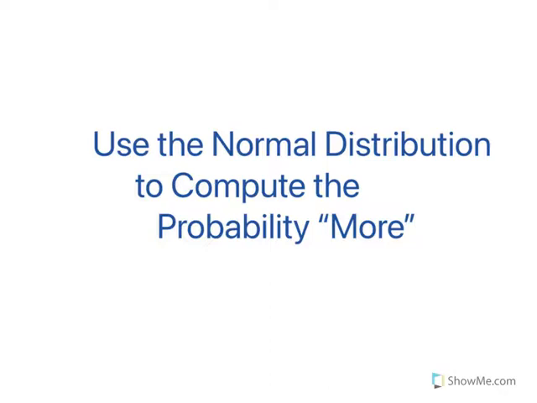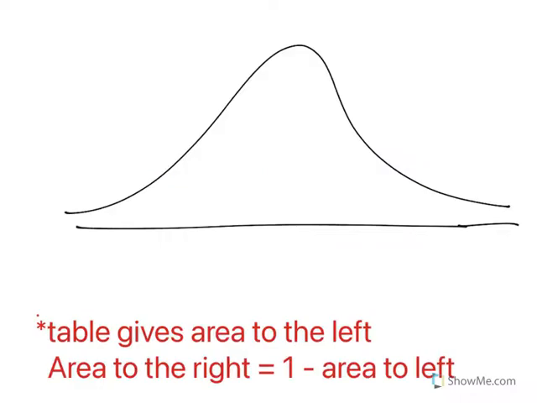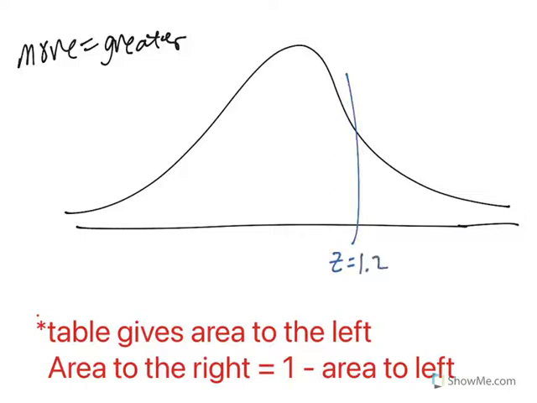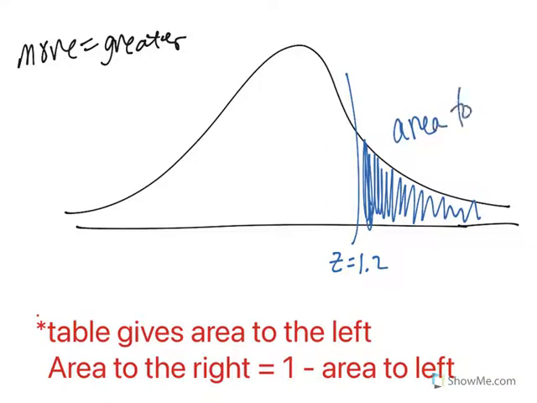Use the normal distribution to compute the probability more. Now, when we think of the word more, we're thinking greater, right? So think of that idea, like more equals greater, which means if I give you a z-score, let's just say it's here, 1.2, doesn't matter. If I say the probability of more than this or greater than this, we are talking about the area to the right. Well, the problem is if we are using a table, the table gives the area to the left.